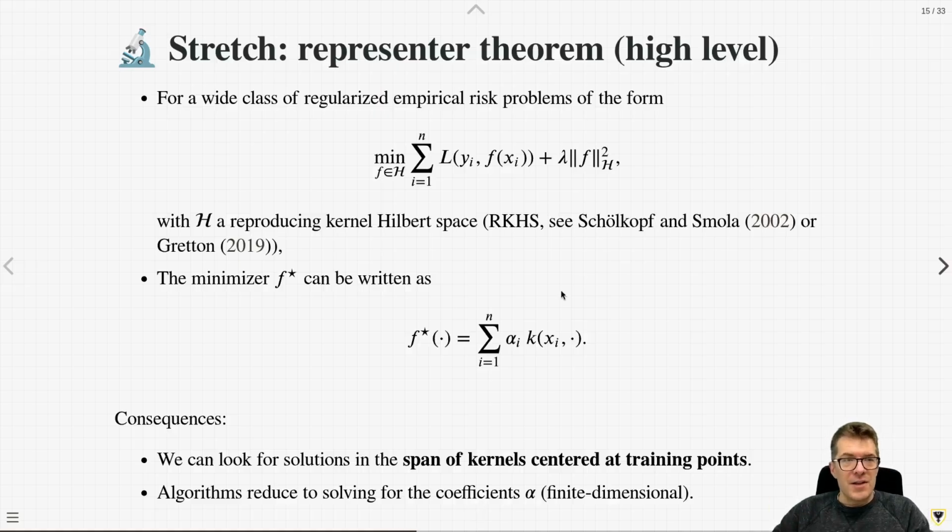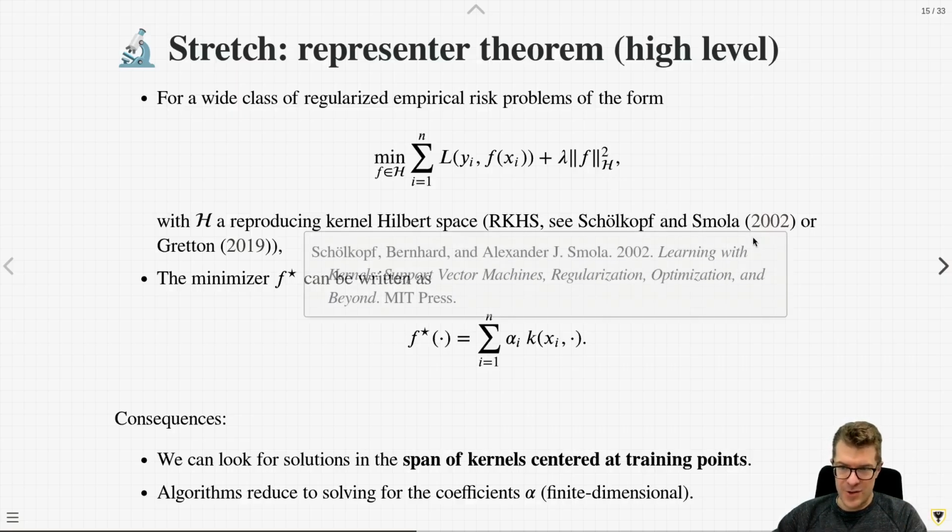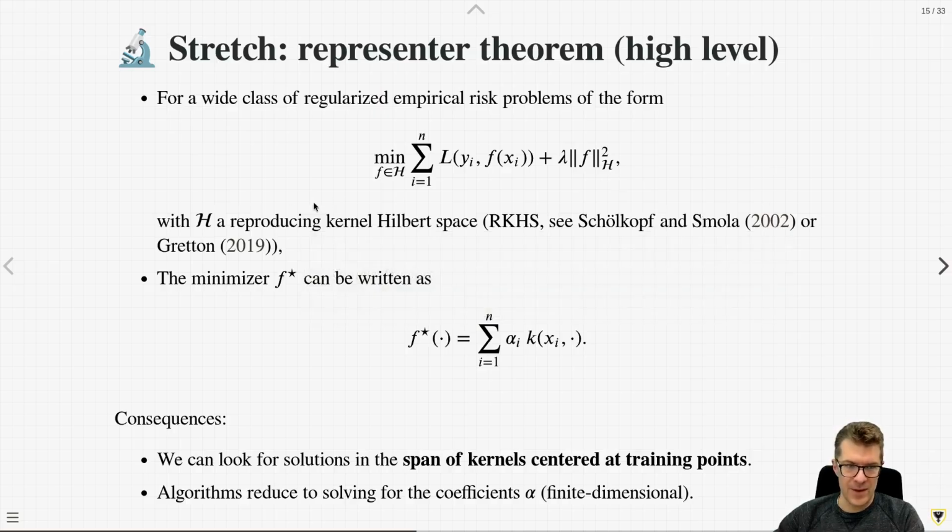Still stretching ourselves a little bit. This is still under the microscope. For a wide class of regularized empirical risk problems of this form, which is essentially the form we saw before, L is just the loss function between the predictions f of x sub i and the targets y sub i. And you have this L2 regularized loss in the high dimensional feature space H. Again, this is really a stretch, so I'm going to go over it very quickly.